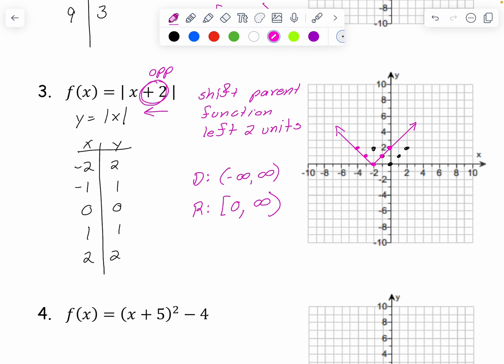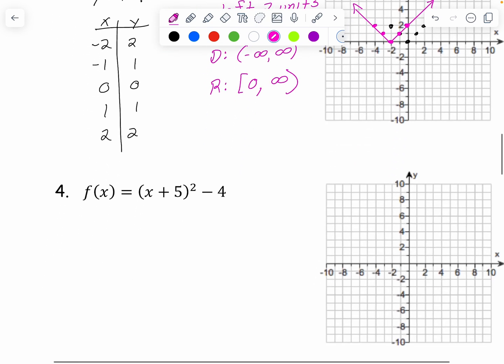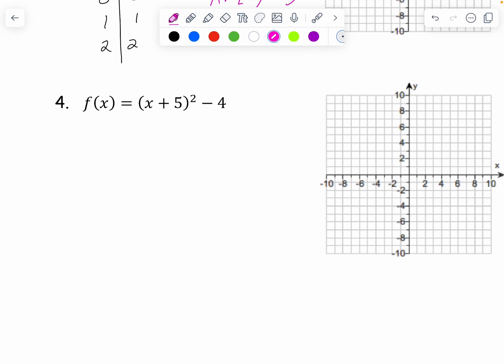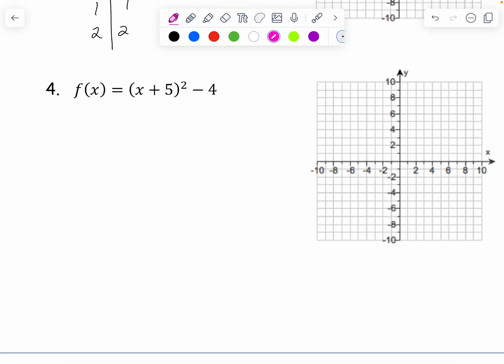Alrighty, so there's number 3. Let's take a look at number 4. We've got a little bit more work here because we have more than one transformation. First of all, we want to think about our parent function. Because of this squared, that tells us it is a quadratic function, and that parent function is going to be y equals x squared. So let's come up with our table for the parent function, and then we'll get that on the graph and figure out how we need to transform it.